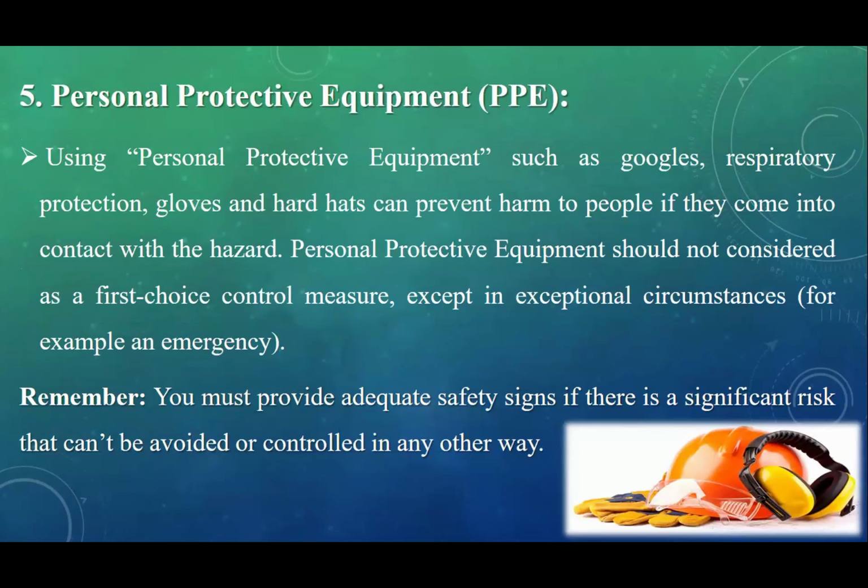The fifth one is personal protective equipment. Using PPE such as goggles, respiratory protection, gloves and hard hats can prevent harm to people if they come into contact with the hazard. So PPE should not be considered the first choice control measure except in exceptional circumstances, for example in case of emergency. So remember, you must provide adequate safety signs if there is a significant risk that can't be avoided or controlled in any other way.